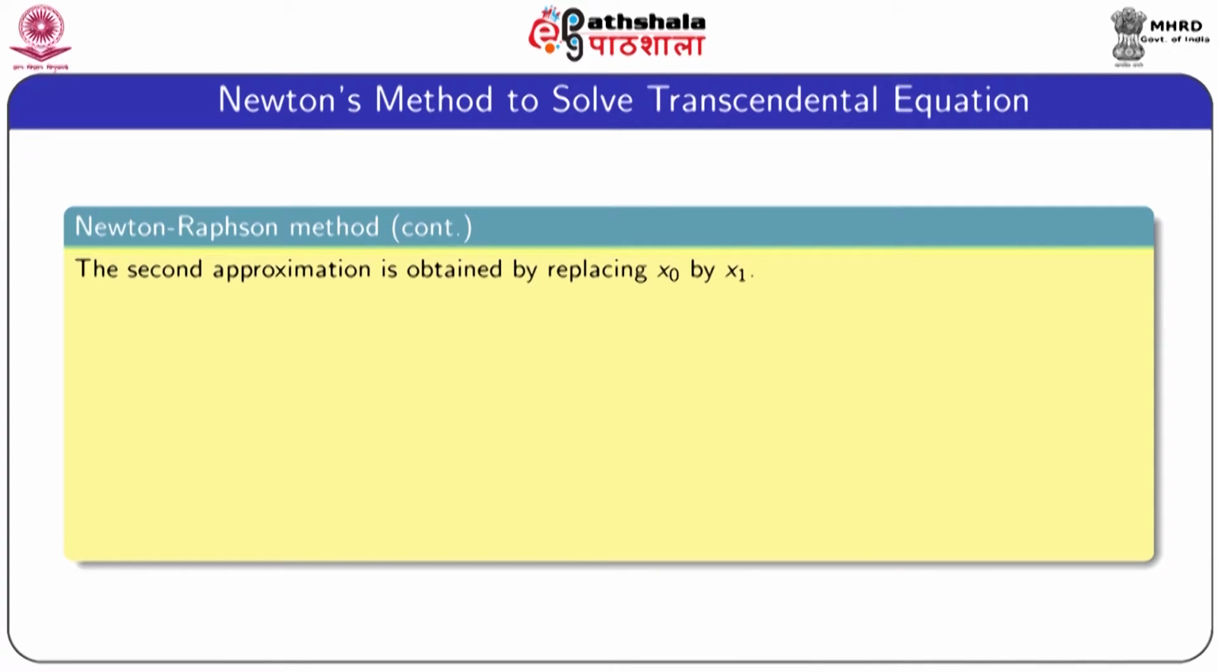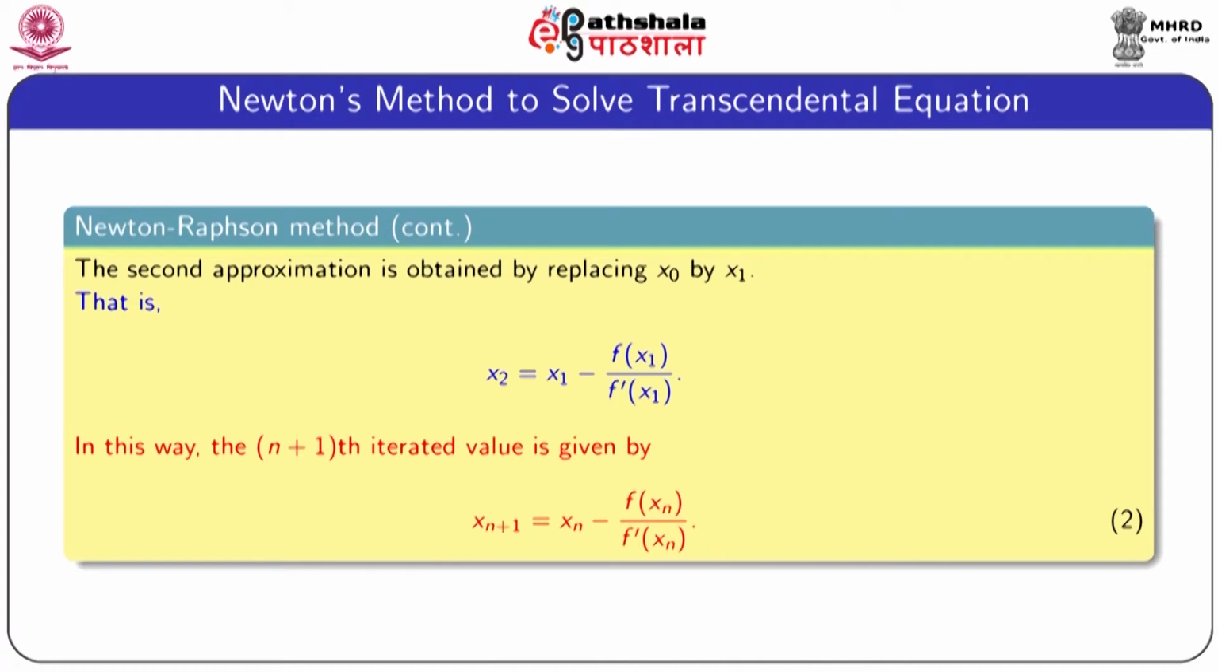Now the second approximate root is obtained by replacing x0 by x1 in the first equation. That means x2 = x1 - f(x1)/f'(x1). This is the second approximate root, and in general the (n+1)th approximate root of the equation is given by x_{n+1} = x_n - f(x_n)/f'(x_n). This is the final expression to find the root of the equation f(x) = 0 by the Newton-Raphson method.